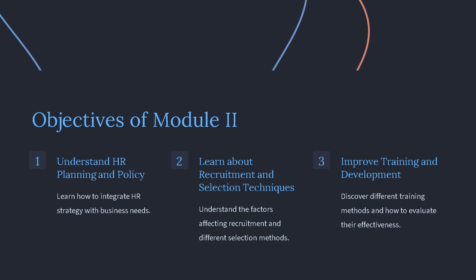Number 2 deals with learning about recruitment and selection techniques. What are the different techniques used for recruiting and hiring people, and what are the criteria or selection techniques to get the best talent in your organization? In this, understanding the factors affecting recruitment and selection as well as different selection methods will be discussed. And the third and major part is improving training and development, discovering different training methods and how to evaluate their effectiveness.